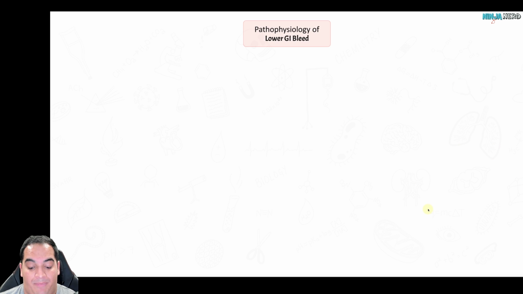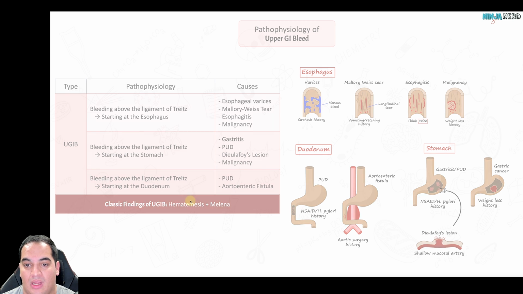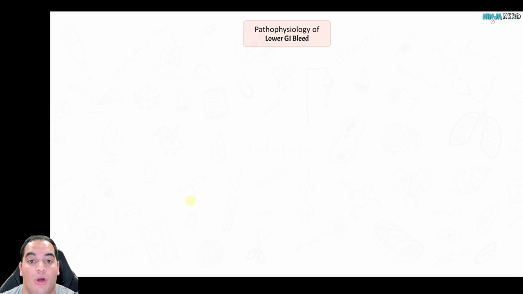Now, with that being said, in patients who have upper GI bleeds, the most common manifestations, again, really important to remember, are hematemesis and melena. Again, darkening of the stools and vomiting up of blood. We now move into the categories of lower GI bleed. Again, this is below the ligament of Treitz.